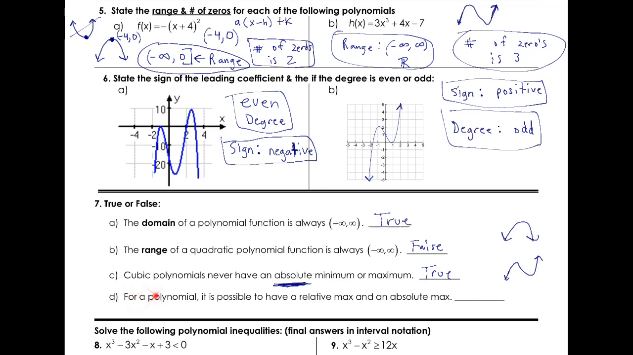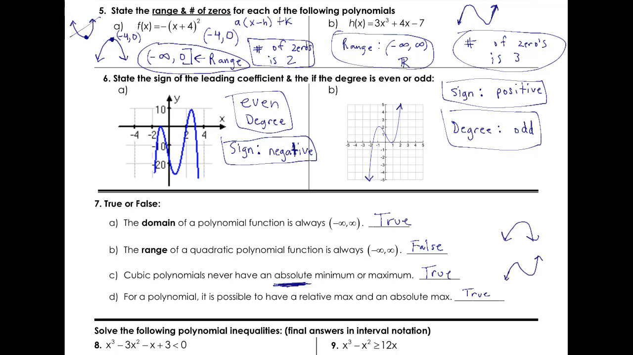D, for a polynomial, is it possible to have a relative max and an absolute max? Yes, it's saying it is possible, so that would be true. And we can use an example that I already wrote down right here. Because look, remember, all turns are going to be relative. So that's a turn, so that means that would be a relative max because it's a mountain. But look, it's also an absolute max because I can pinpoint it right there and know it's not going any higher than that. Okay?